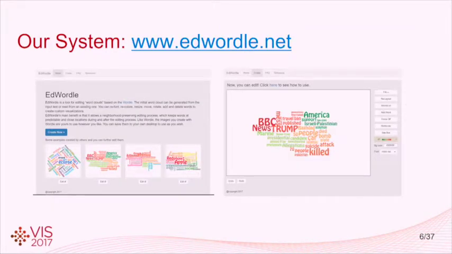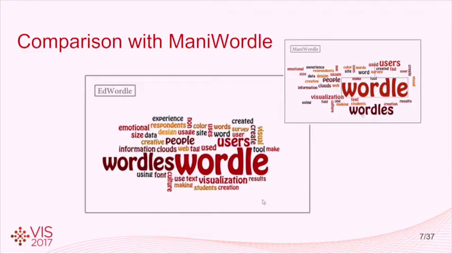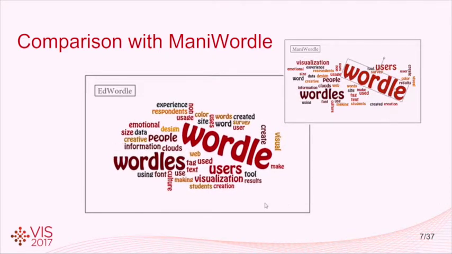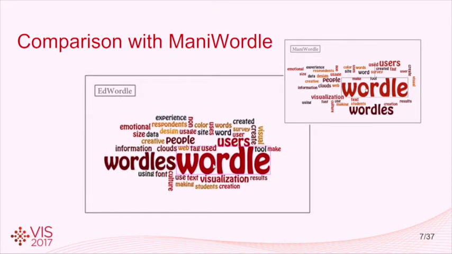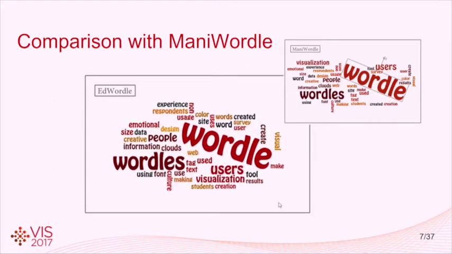Our approach overcomes these limitations. We provide a system called EdWordle, which preserves a consistent neighbor relationship before and after editing. You can find it on this website. Let's see a comparison of EdWordle and ManyWordle. ManyWordle results in global and unpredictable changes, while EdWordle preserves neighborhood relations of words.